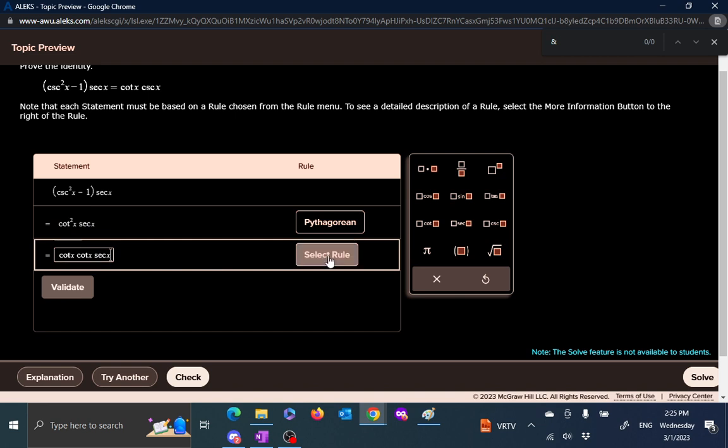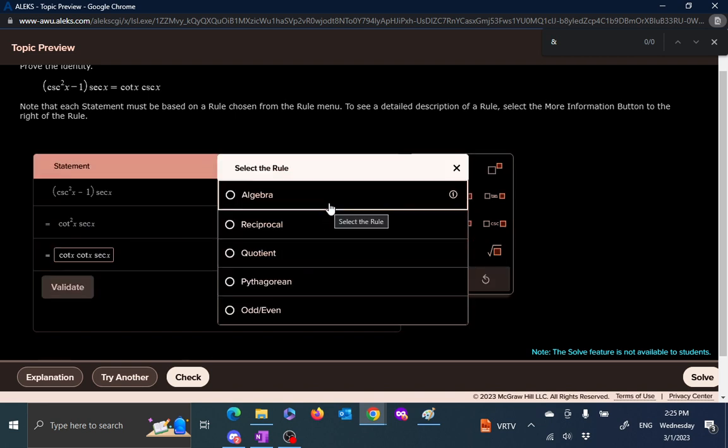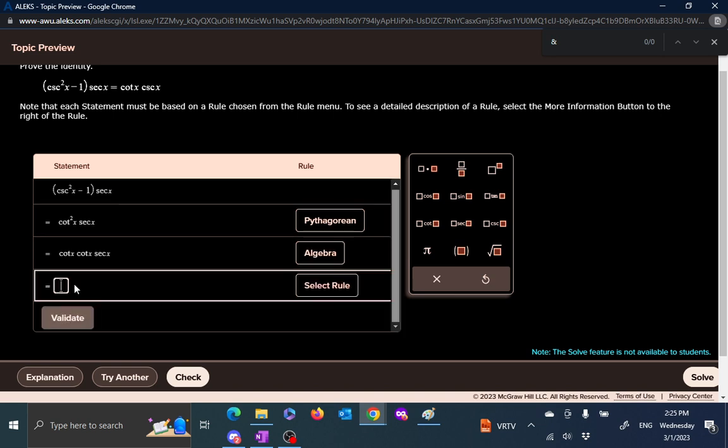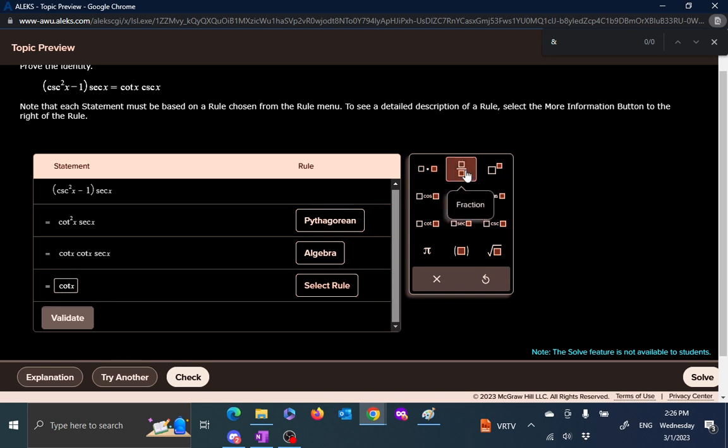So what did I do? I just did algebra, so that is not a big deal. Next, let's keep one cotangent and try to go after the cosecant of x. So I have cotangent, which is cosine over sine, and this is 1 over cosine. So instead of cotangent, I'm going to write a fraction.